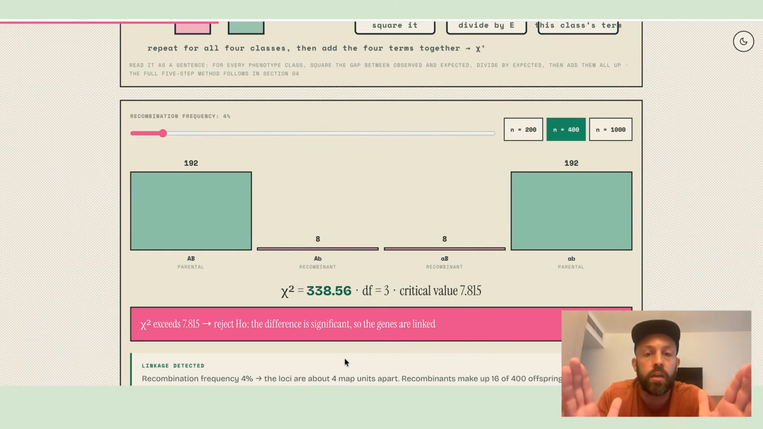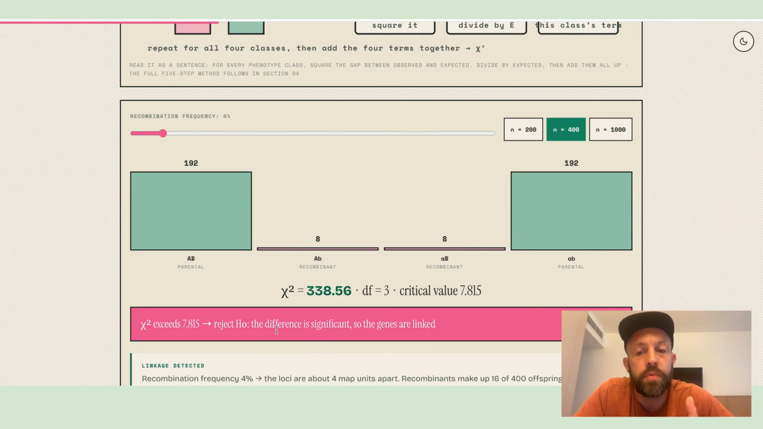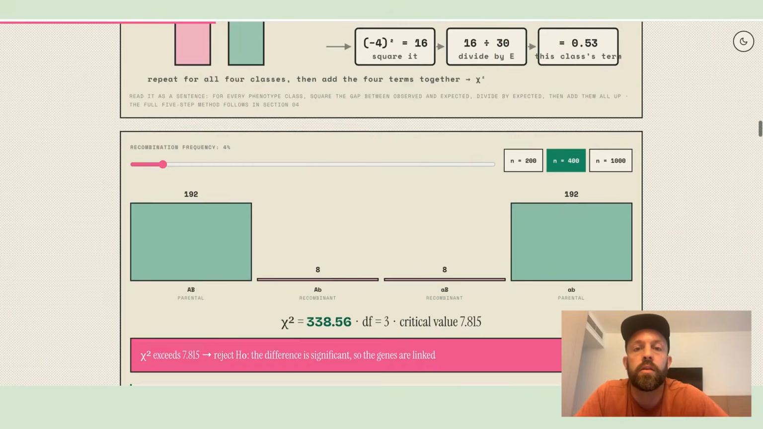And they're probably, logically, the closer those genes are to each other on a chromosome. And that means that we reject the null hypothesis and accept the alternate hypothesis that the genes are linked.